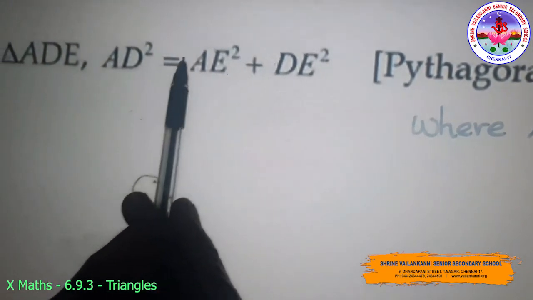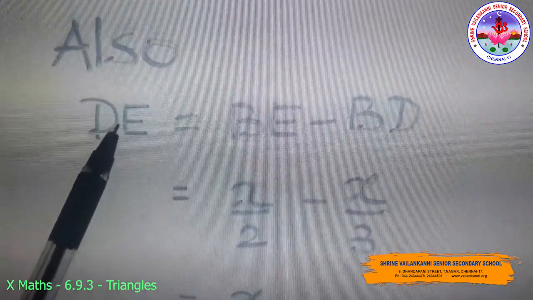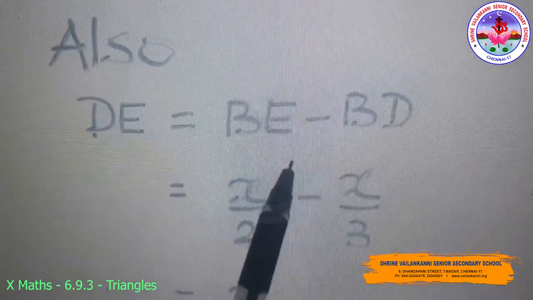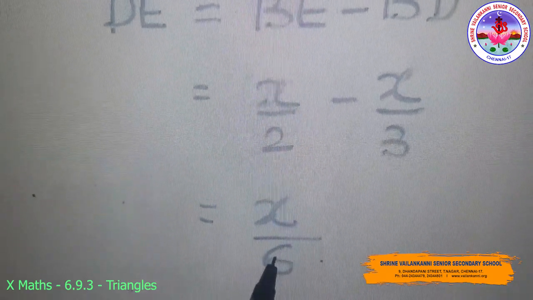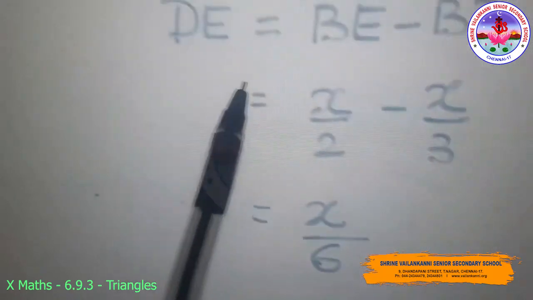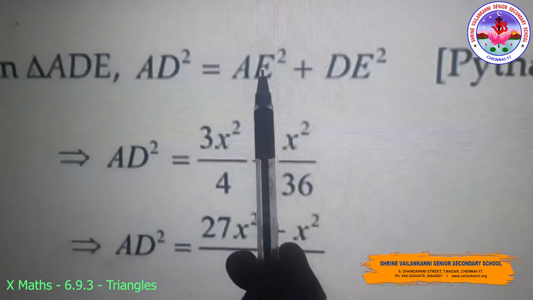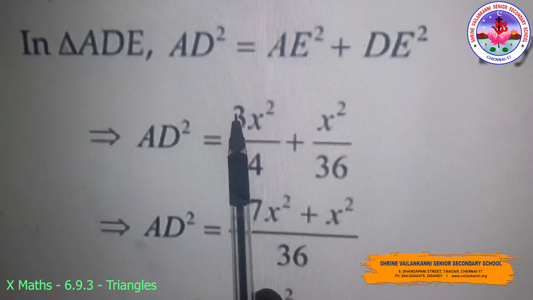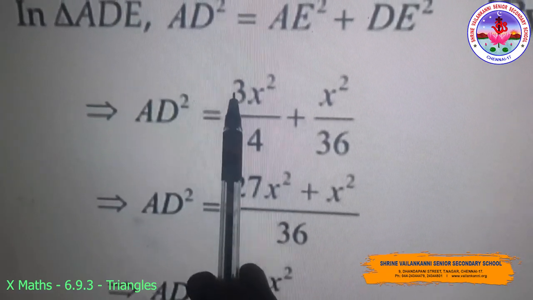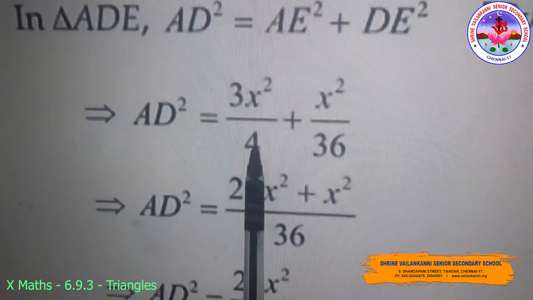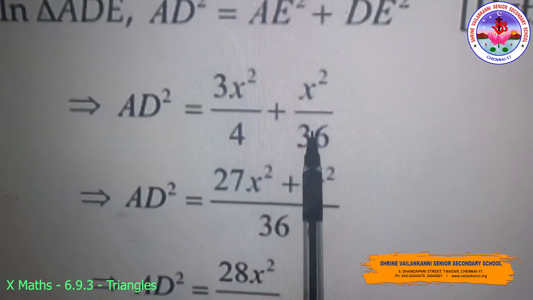I am going to substitute the value of AE in my equation. AD square is equal to AE square plus DE square. Also, we know that DE is equal to BE minus BD as we did previously. I got x by 2 minus x by 3, which is equal to x by 6. So I am going to substitute AE and DE in this equation, where I got AE as root 3 by 2 x. So if I square, root 3 square becomes 3 x square, 2 square becomes 4, plus DE I got x by 6. So DE square will be x squared by 36.